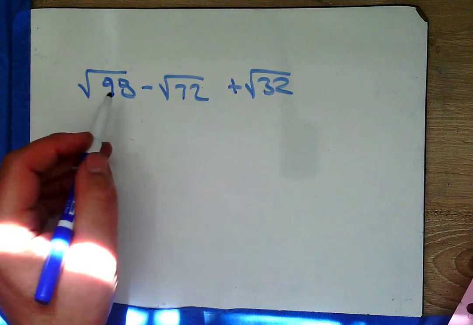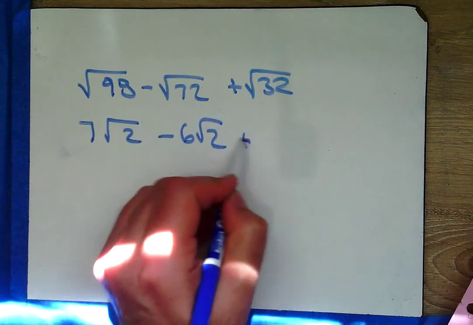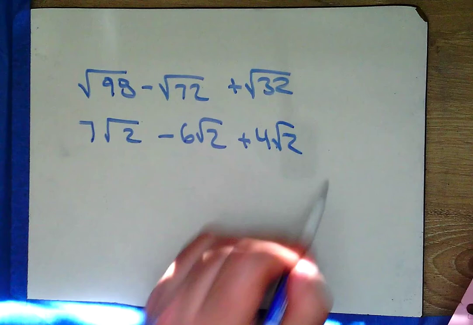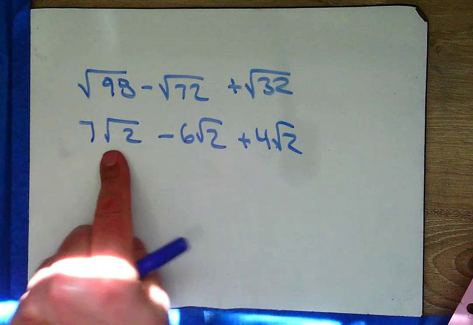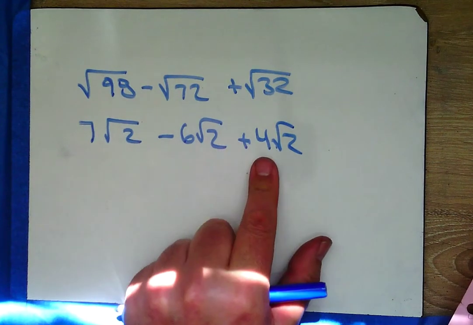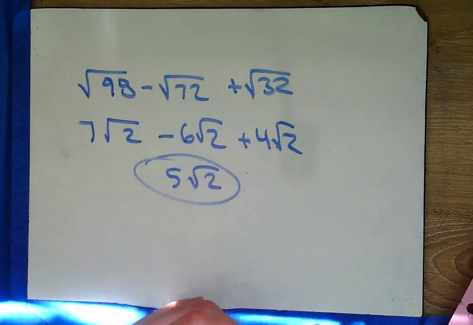Well, welcome back. Did you get 7 root 2 minus 6 root 2 plus 4 root 2? I did, and I see that the radicands are all the same. 7 minus 6 is 1. 1 plus 4 is 5. There's my answer, 5 root 2.